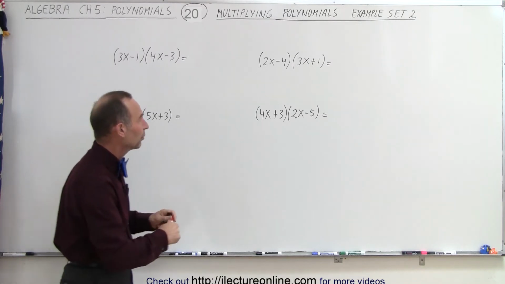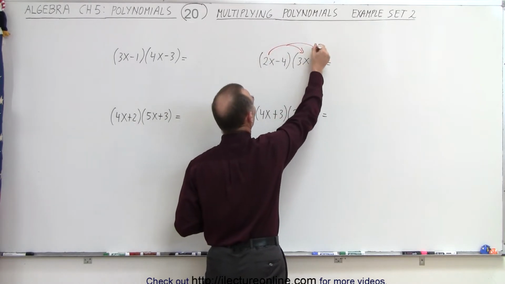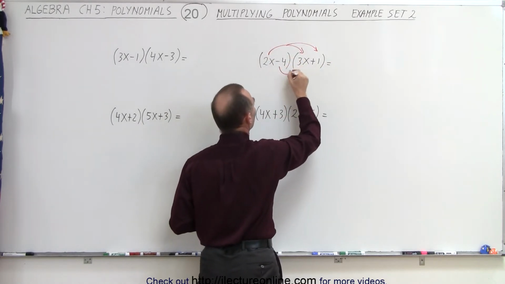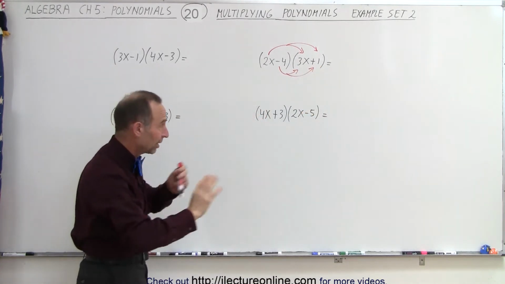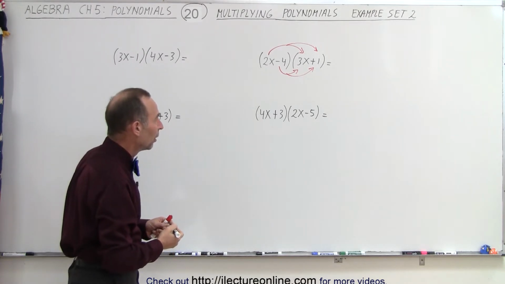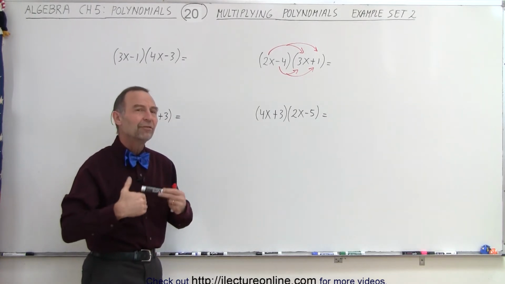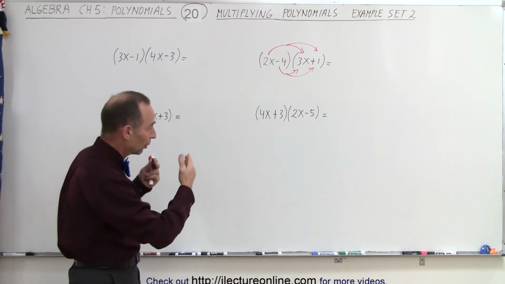You can draw some arrows and you can say, well, I can simply multiply the 2x with the 3x and with the 1, and the negative 4 with the 3x and with the 1, just like we have before. And that always works. That technique will always work for any set of polynomials. But we have a better technique, a little faster technique, and once you learn how to do that, it makes it a lot easier and quicker to deal with it.